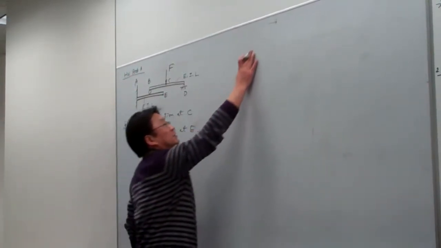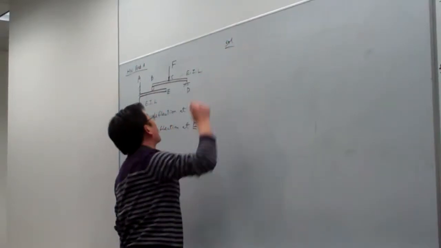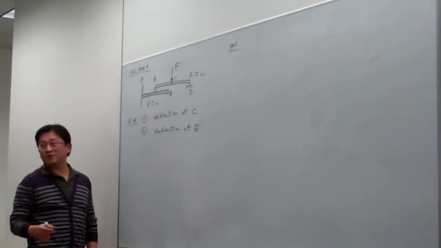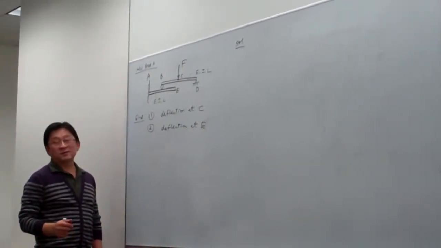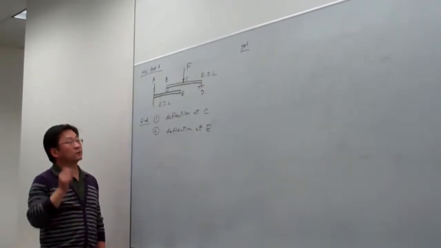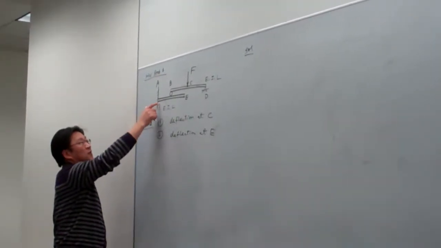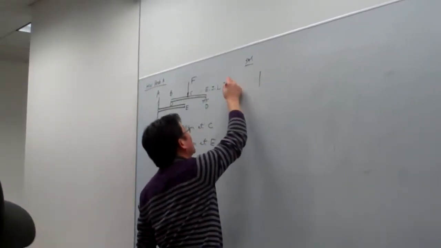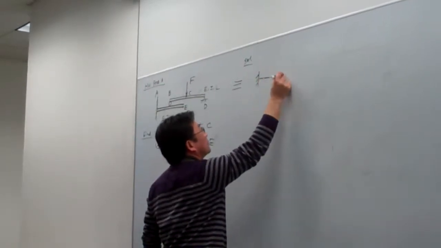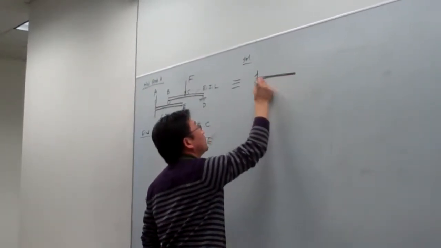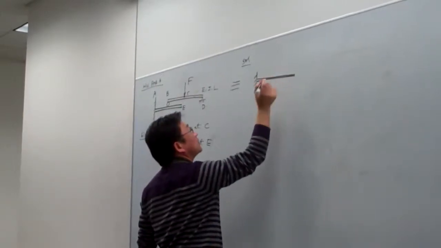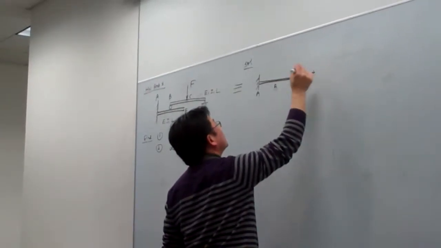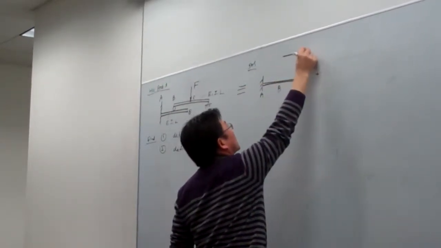The thinking process is this. The superposition principle is the way you decompose the system into the simplest ones, such that you can utilize the tables. So naturally, I would decompose into two beams. One beam is the system that will become this one, and this is A, and here this is B, and here is E, plus this one is here.